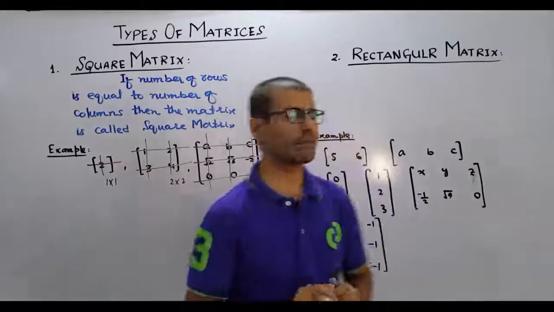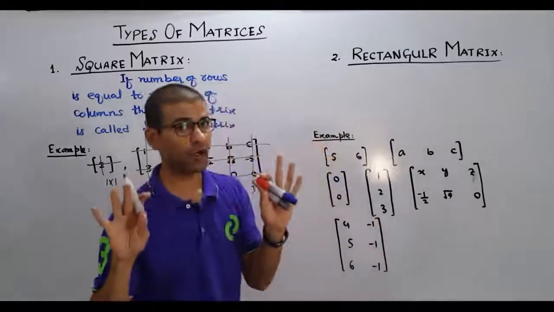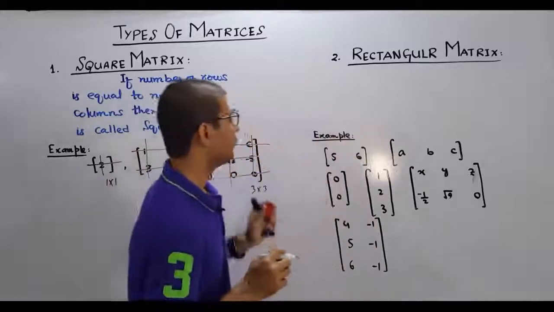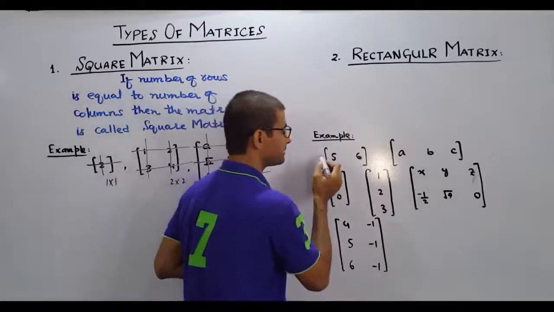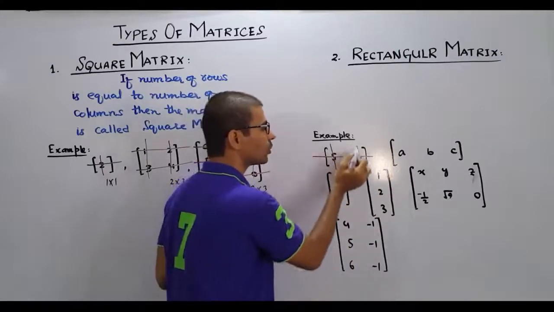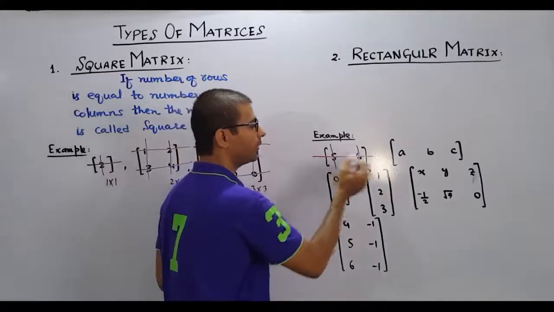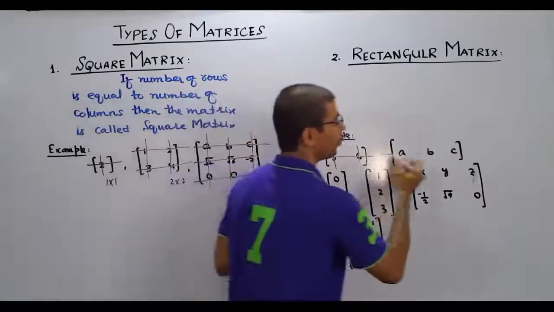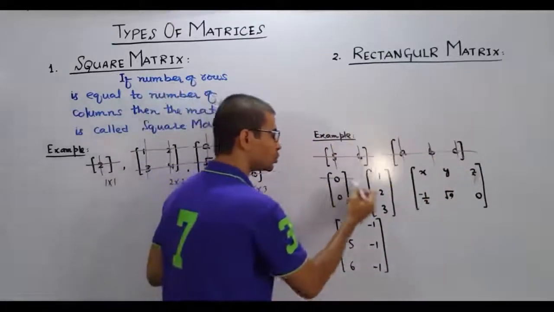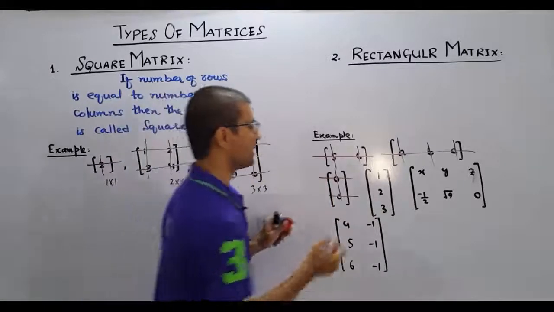What is a rectangular matrix? If number of rows is not equal to number of columns, then the matrix is known as rectangular matrix. For example, we have a matrix. This matrix contains 1 row and 2 columns. This is a rectangular matrix because 1 row, 2 columns. 1 row, 3 columns. Rectangular matrix. 2 rows, 1 column. Rectangular matrix.